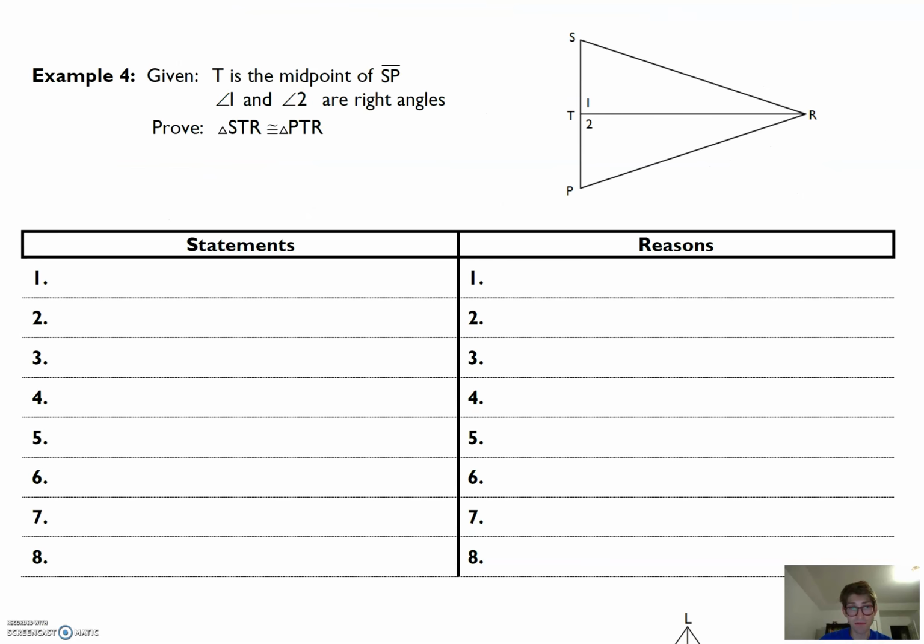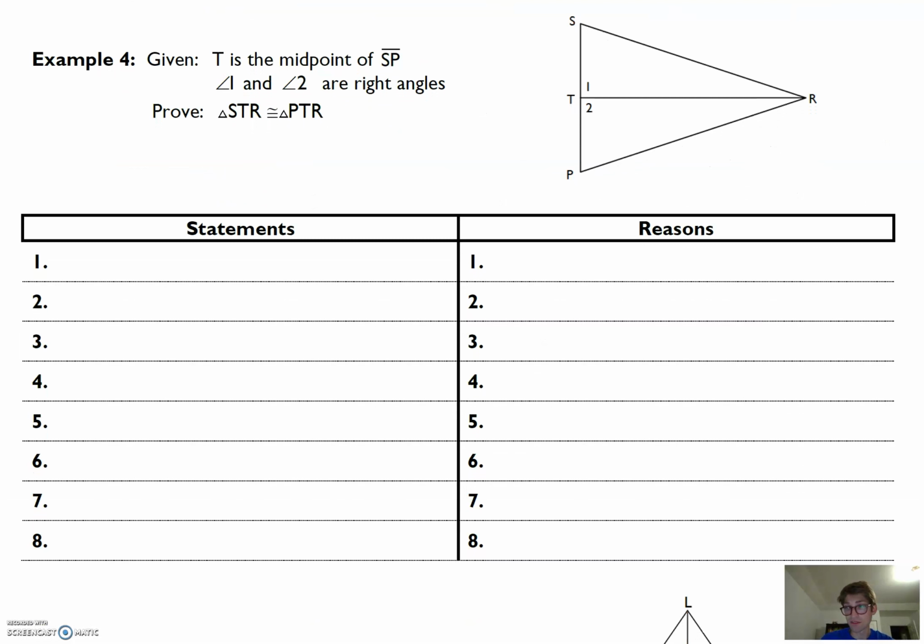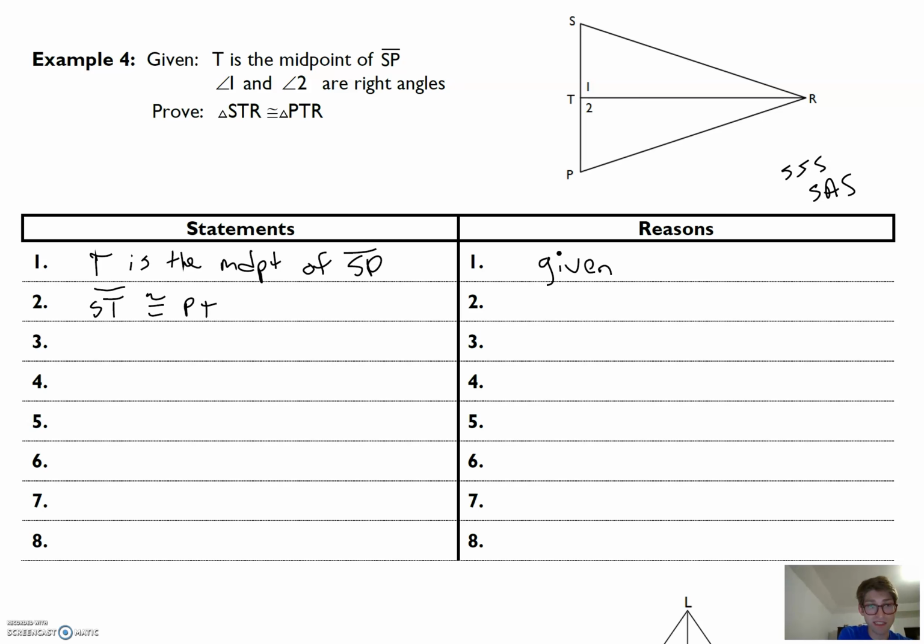Moving on. Example 4. I'm going to start running through these proofs a little quicker. Remember, what we're trying to use is either SSS or SAS. Look what we have given, see what we need. So, I'm going to start writing. T is the midpoint of SP. That's given. What do we know about midpoints? So if T is in the middle of SP, then we know that ST is congruent to PT because midpoints cut things into two congruent segments, very similar to bisecting.